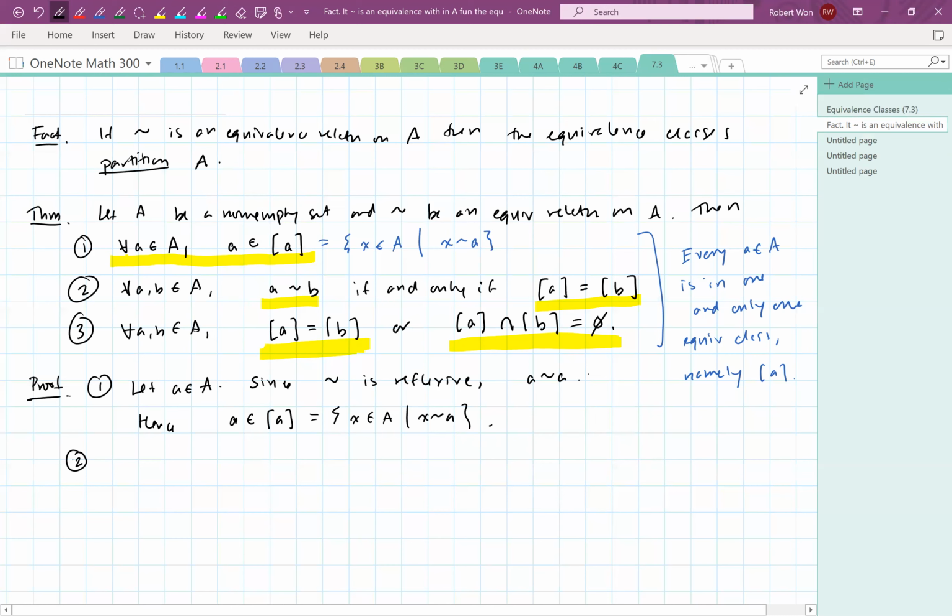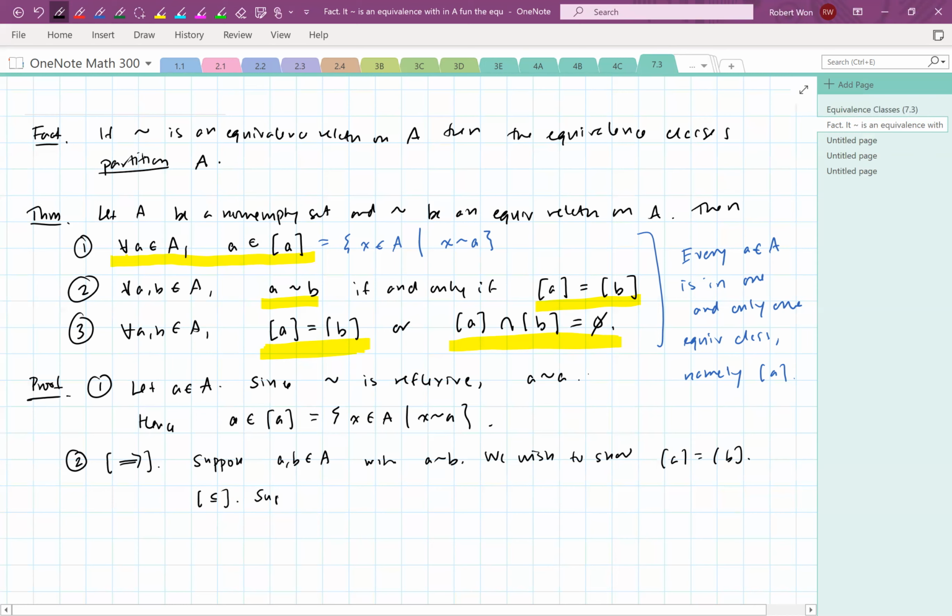Part 2, we need to show an if and only if. So let's do this direction first. Suppose that A, B are elements of A with A equivalent to B. We wish to show that the equivalence class of A is equal to the equivalence class of B. How do we show this? We can show both inclusions, right? So let me nest one level deep.